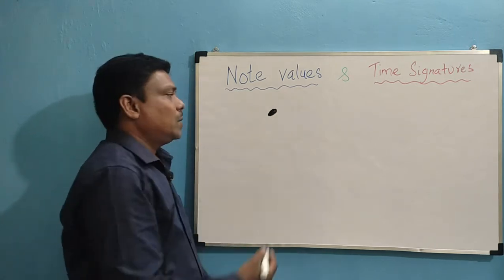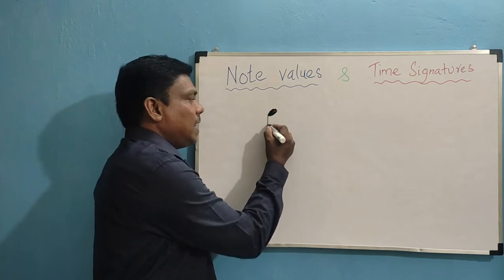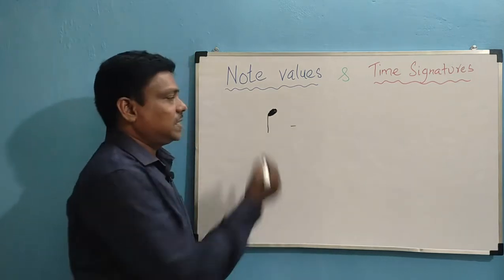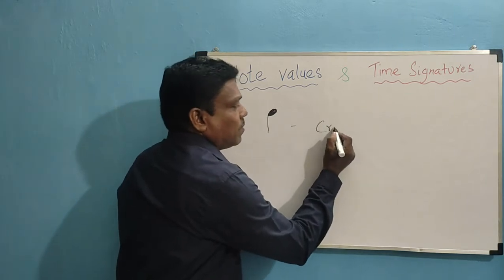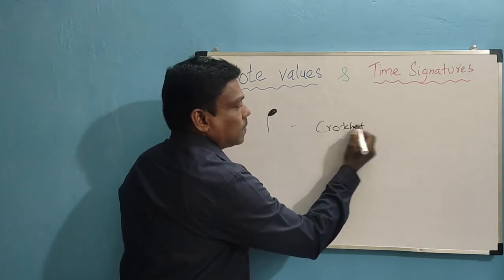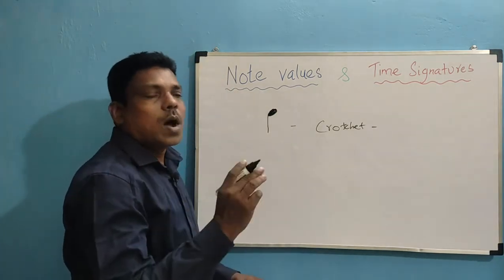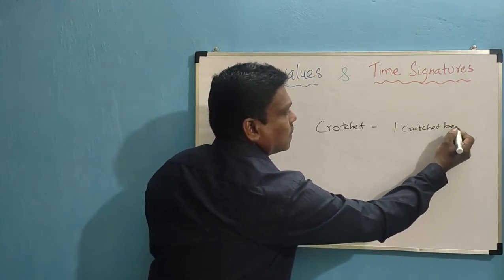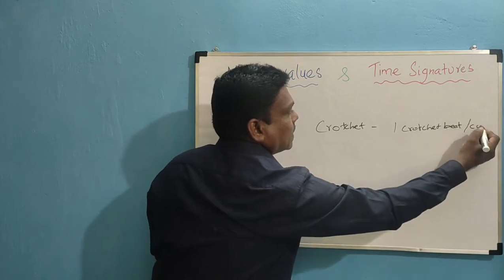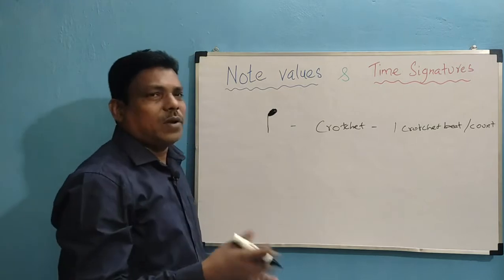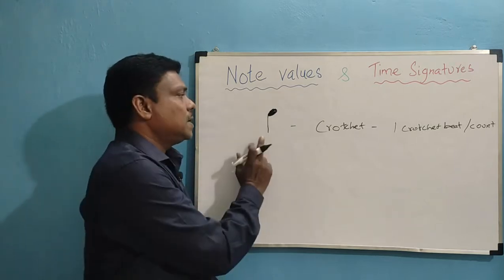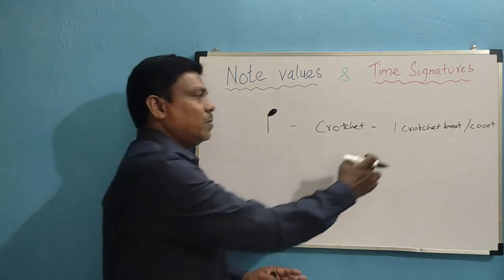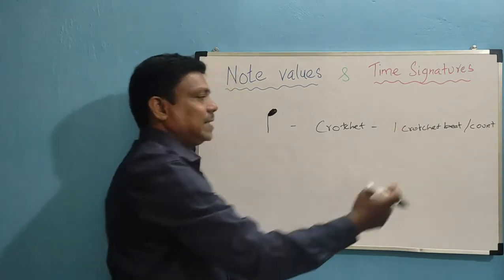So this kind of black note head, along with that you will have a line called a stem. A black note head with a stem, the name of the symbol is crotchet, and its value is one crotchet beat. You can call it a count also, one count. Simply while playing we can call it one count, two count, like that. This is the symbol for one beat, one crotchet beat. Theoretically, while writing, you have to write it like this: one crotchet beat.